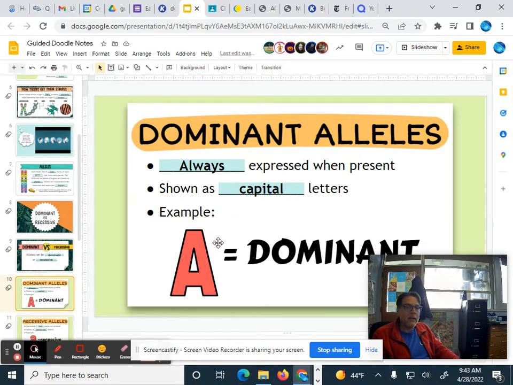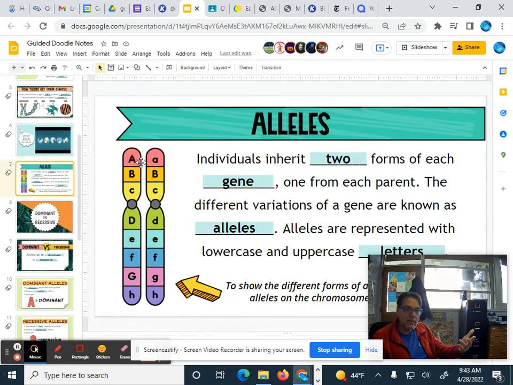And here's the dominant allele. It will always be expressed when it's present, and it's shown as a capital letter. So a capital A means it's dominant. If I had a lowercase a here, that would be recessive, right? And remember, these letters are not the actual genes. We know genes are the DNA code, but when talking about them, it's easier to just represent them as letters. Like in the last slide, we represented them as colors and letters, right?